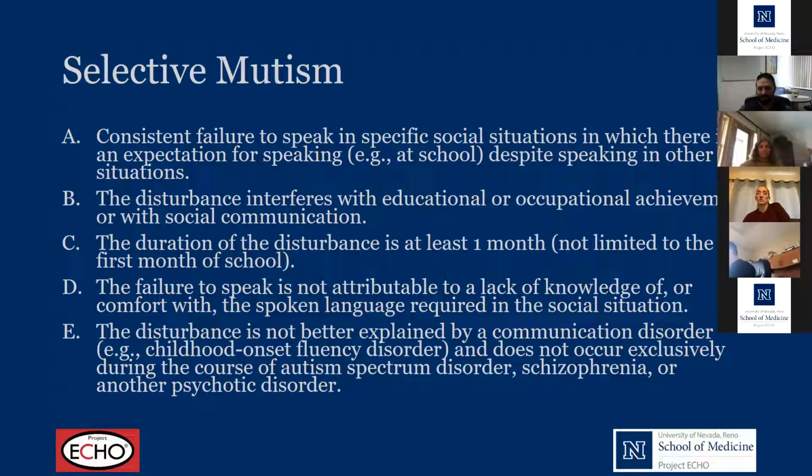And what we tend to see is a consistent failure to speak in specific social situations where there's an expectation for speaking, and we have normal speech elsewhere. So this isn't due to autism or other speech delays. It's not necessarily due to problems with being able to comprehend language. It's primarily we get into a setting where we get so overwhelmed and anxious socially that we shut down and just refuse to talk. It tends to interfere with educational, occupational achievement, at least a month in duration. And then we have those rule outs. 1st grade is when we tend to see the biggest spike in this, or 2nd grade.